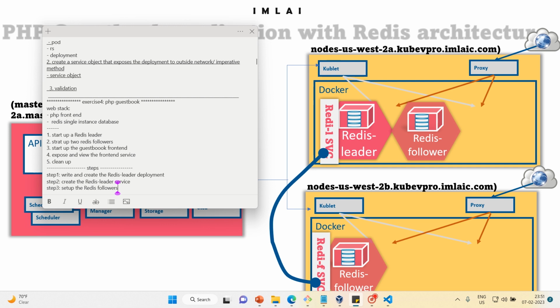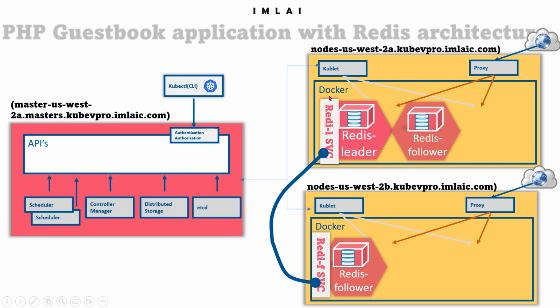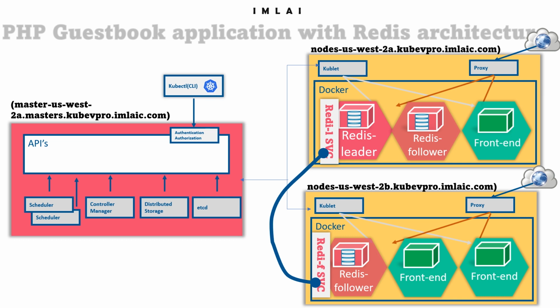So far, one Redis leader pod and a Redis service are done. And after that, we have created a Redis follower deployment. The Redis follower deployment is gonna bring two pods with one replica set. Basically, we use a replica set object. We'll mention two replicas, so obviously we'll get the two pods. Then the next step is it's time for our front end deployment. So then we will deploy the front end. We will create a front end deployment.